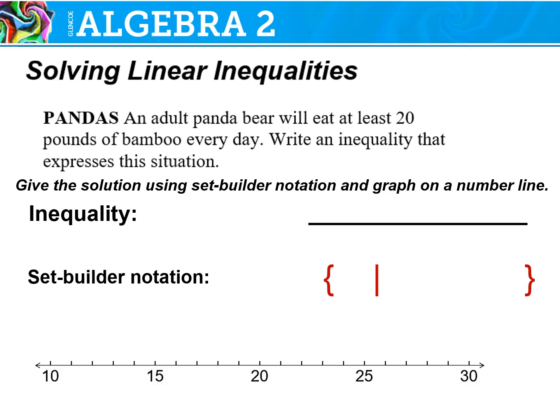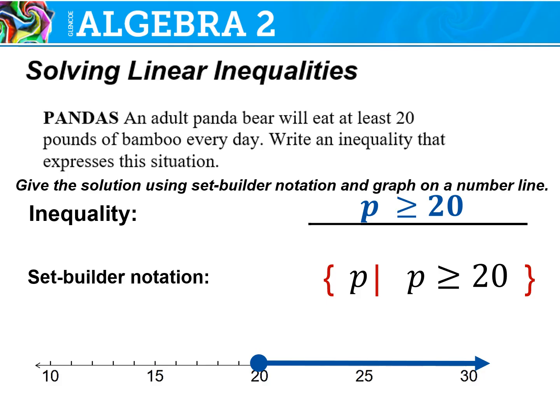So the inequality, at least 20 is 20 or more. So P is greater than or equal to 20. Set builder notation is a set of all values P such that P is greater than or equal to 20. Because it's equal to 20, our circle is solid and it is greater than, so we're going to go to the right.